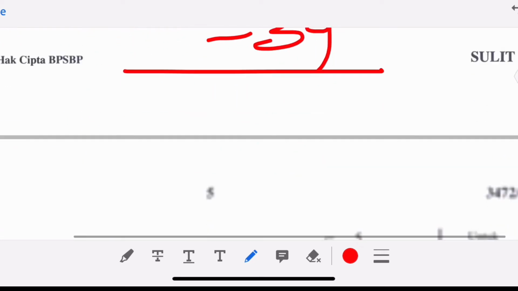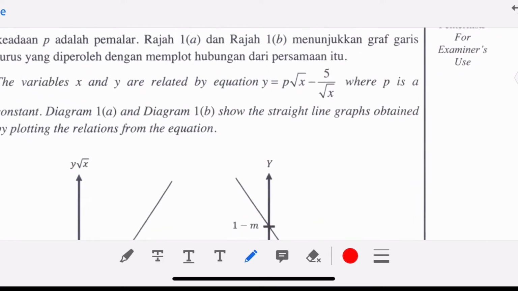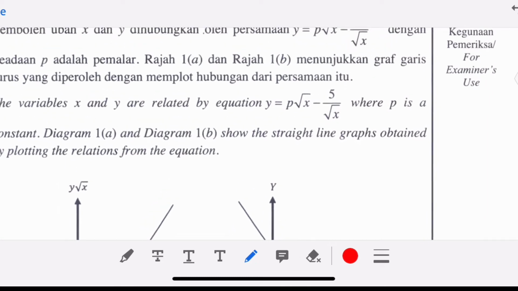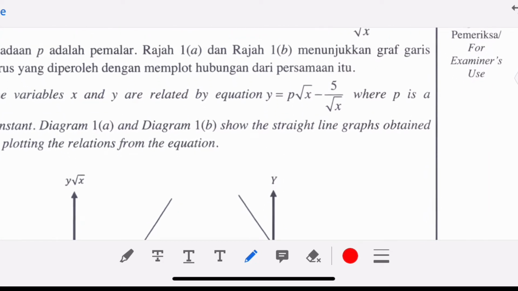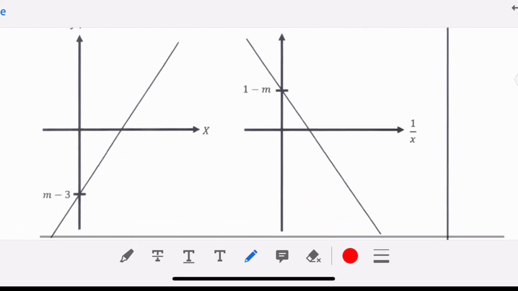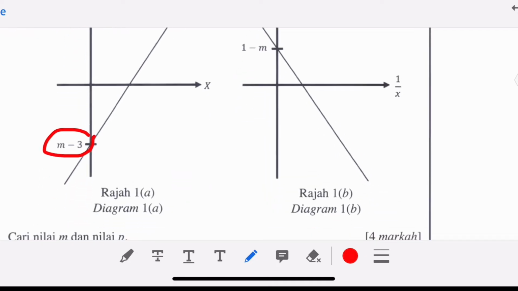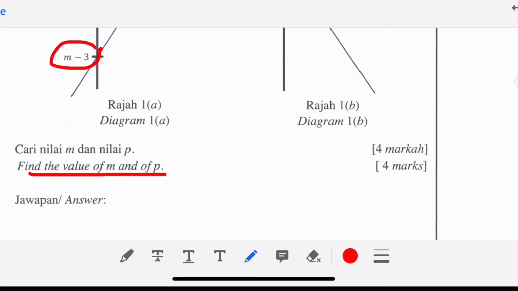So let's proceed to the next one. We will discuss a question about linear law, question number 3. Let's read the question. The variables x and y are related by this equation. This is a non-linear equation, and p is a constant. We have the two graphs, right? So we look at the big Y axis. We are asked to find the m value and the p value.